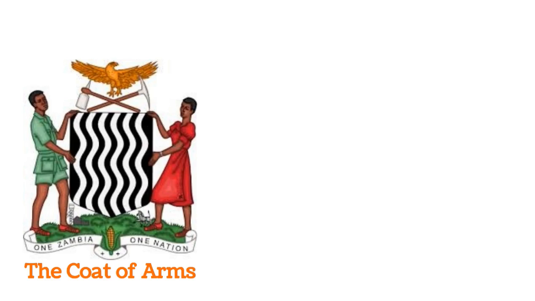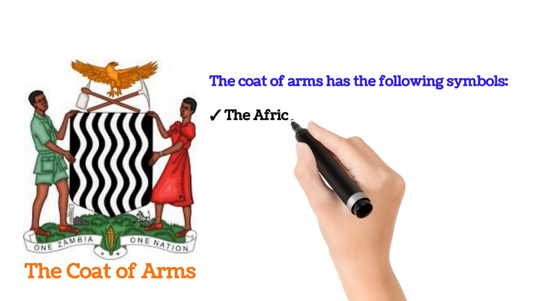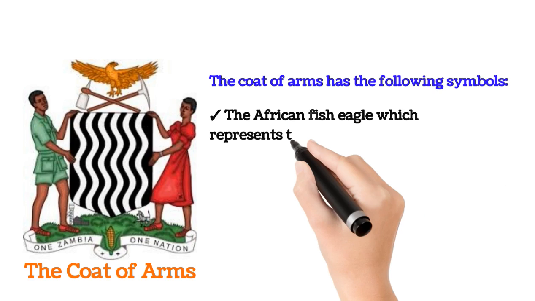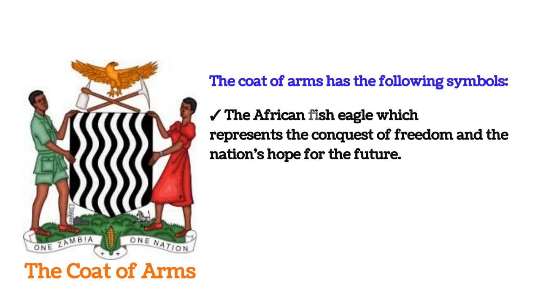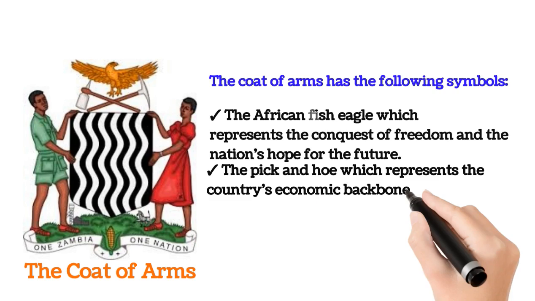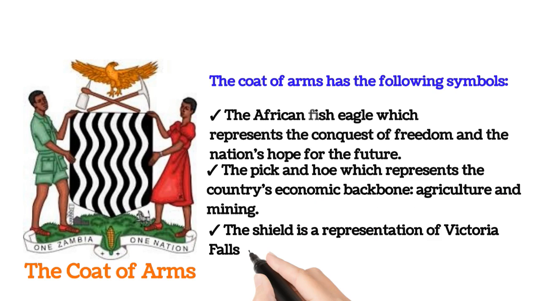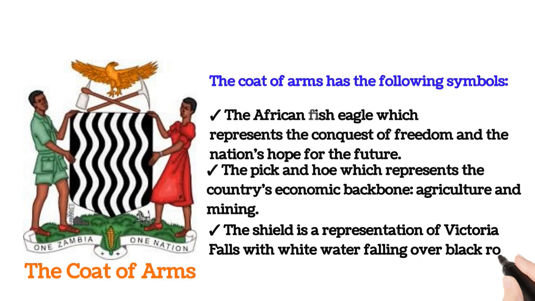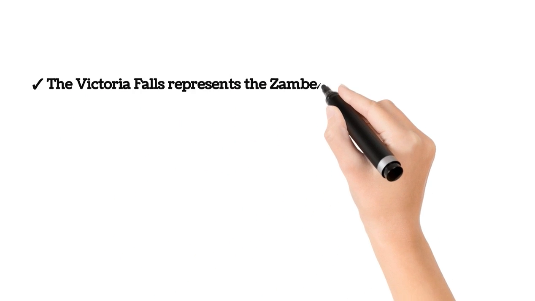The coat of arms. The coat of arms was adopted on 24th October 1964 when Zambia gained its independence. The coat of arms has the following symbols. 1. The African fish eagle, which represents the conquest of freedom and the nation's hope for the future. 2. The pick and hoe, which represents the country's economic backbone, agriculture and mining. 3. The shield is a representation of the Victoria Falls with white water falling over black rocks. 4. The Victoria Falls represents the Zambezi River from which Zambia takes its name.